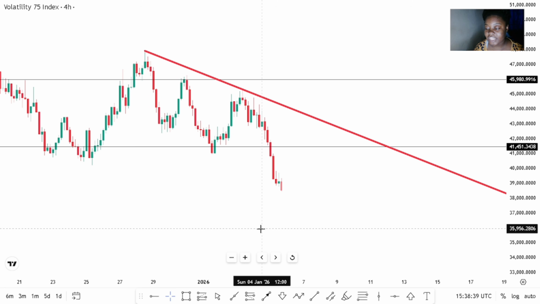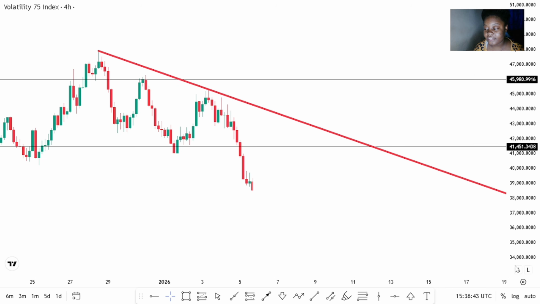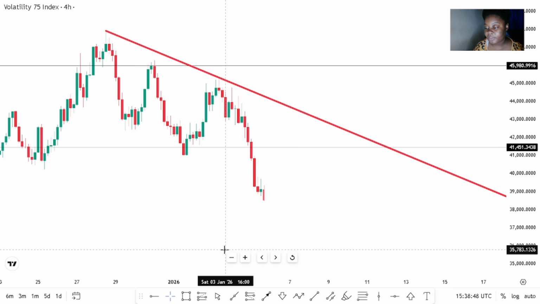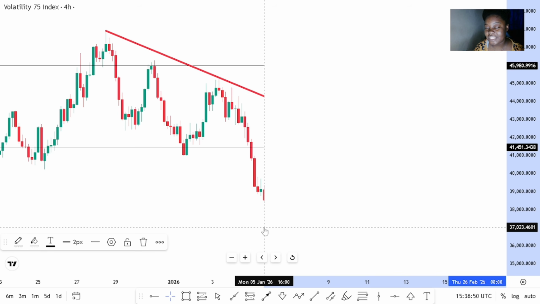Okay, we have a bullish candle there, but as you can see, another candle formed. So we're going to wait on another bullish candle because we need the trend, not just one bullish candle. We need a trend after the bullish candle. So it's falling, then we have a bullish candle there.